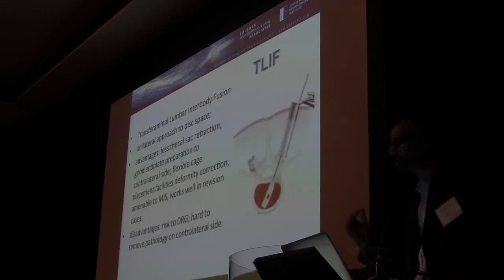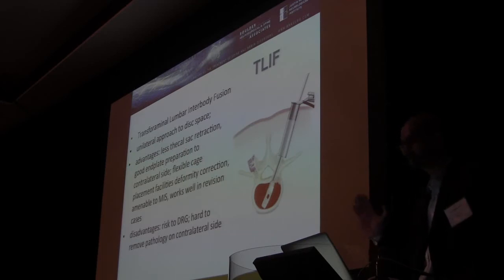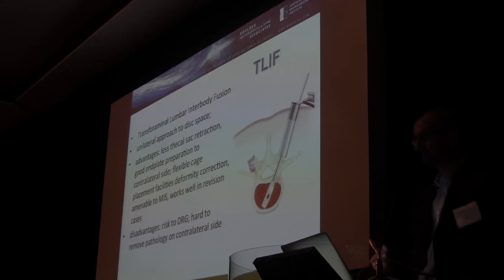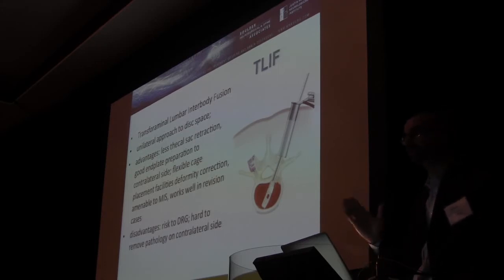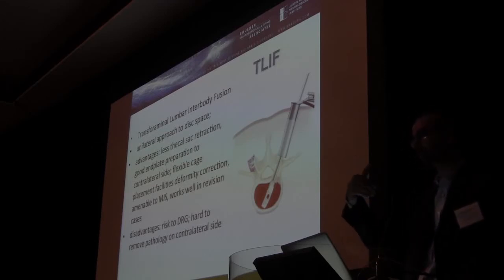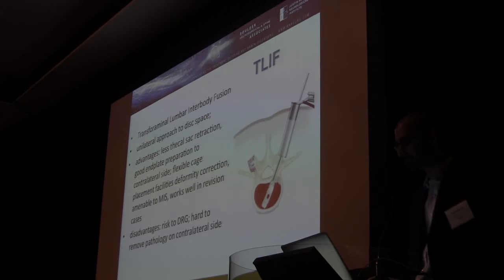Compared to a T-lift, where you're coming in more of an oblique angle, these are all coming in from the posterior. This is a transforaminal lumbar interbody fusion. It's nice because you have less thecal sac retraction. You can get good end plate preparation. You can put a cage in there. You can do this MIS, and the nice thing is it works well in patients that have had previous laminectomies or revision surgeries. You're coming in from sort of a virgin plane through the joint itself, but you are working around the DRG of the nerve, so sometimes people can have increased pain after that surgery, and it's hard to work on the contralateral side sometimes.